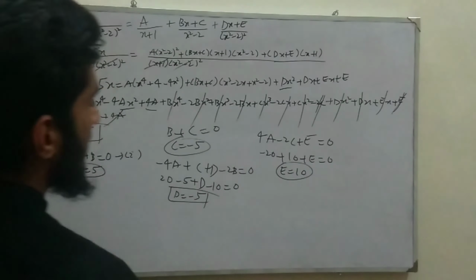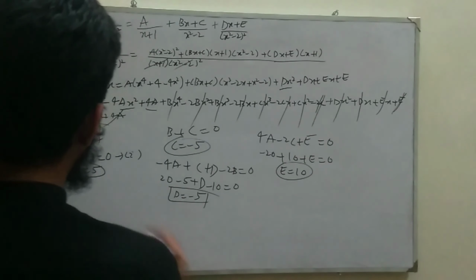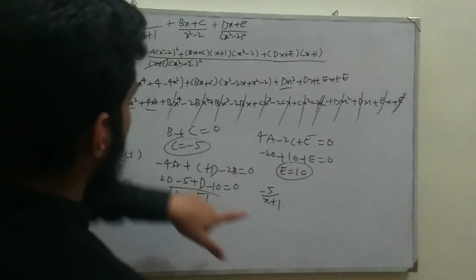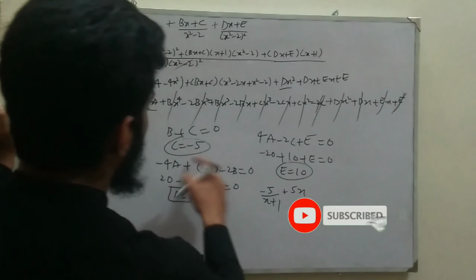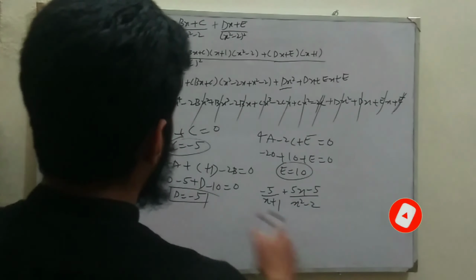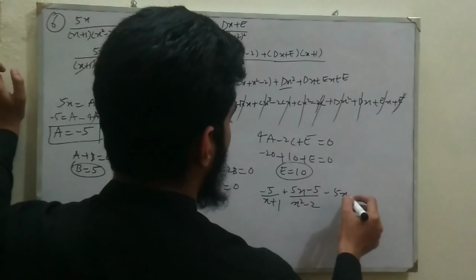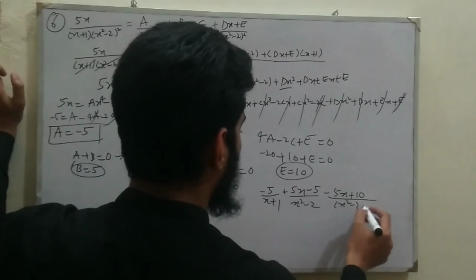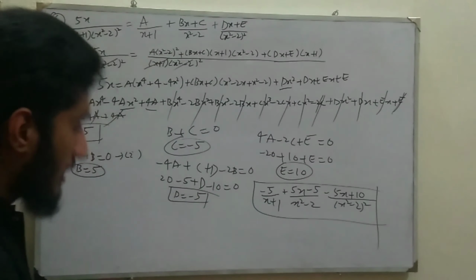Now for a, b, c, d, e in this equation to get the required partial fraction. So a over x plus 1, a is minus 5 divided by x plus 1, plus bx plus c. b is 5, so 5x plus c, which is minus 5, divided by x square minus 2, and plus dx plus e. So dx is minus 5x and plus e is 10. So minus 5x plus 10 divided by x square minus 2 whole square. So this is the required partial fraction form of the given fraction.